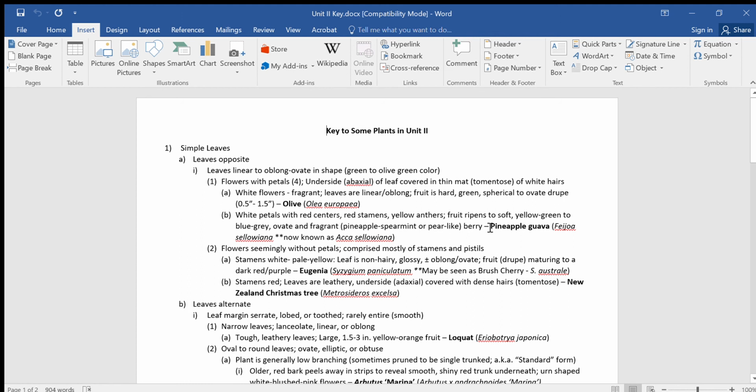That's a little example of how you use a key. They are confusing at first. Sometimes you don't know the jargon, like oblong, ovate, what does that mean? There's lots of little technical nerdy, geeky botany words in there, but they're kind of fun to get to know too, and this can be another way to study and identify plants. So good luck, and ask me questions if you have any.